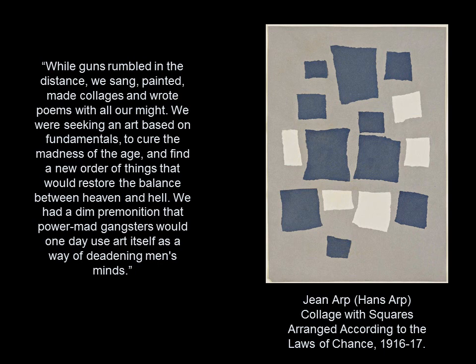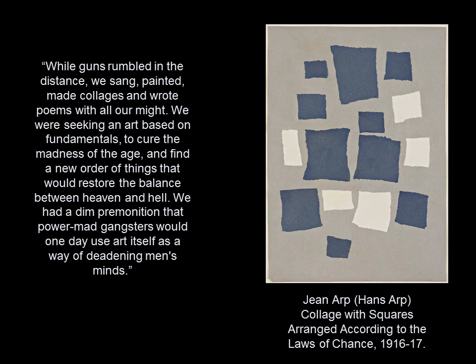The image on the right of your screen is titled Collage with Squares, arranged according to the laws of chance, made between 1916 and 1917. The composition of this work by Arp was completely assembled in a random fashion, meaning that a lot of responsibility of the artist has been removed. You can simply place objects on a piece of paper, and there it is done. Remember the ready-mades by Marcel Duchamp that we've spoken about before, like the urinal, that also had some of the same concept going on with it.